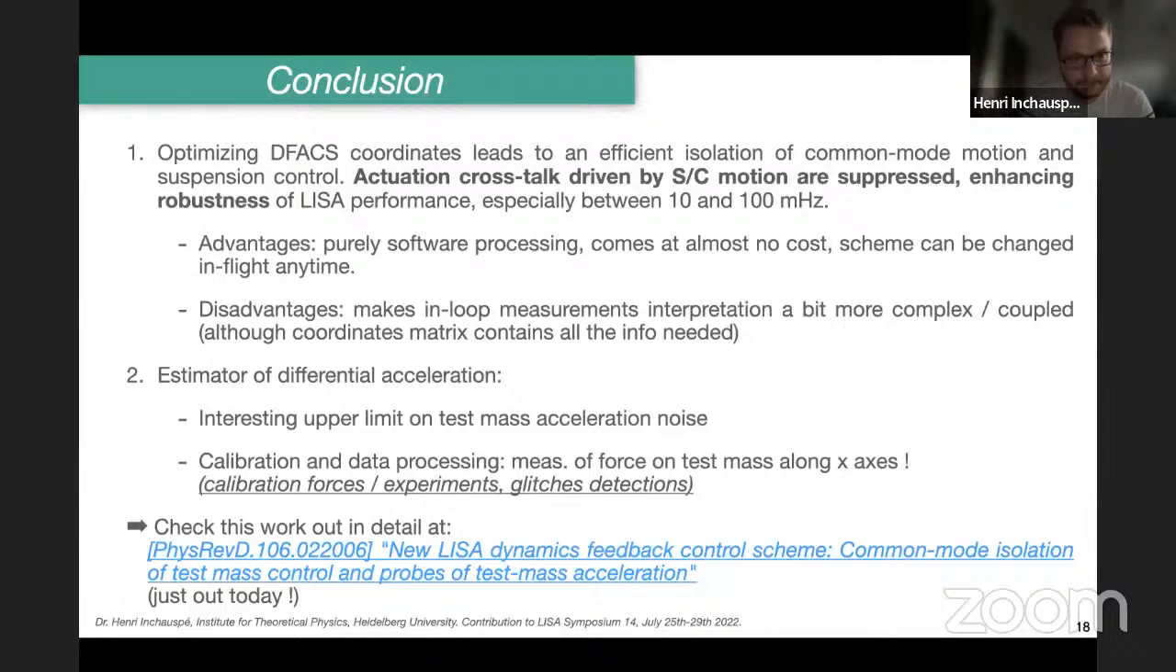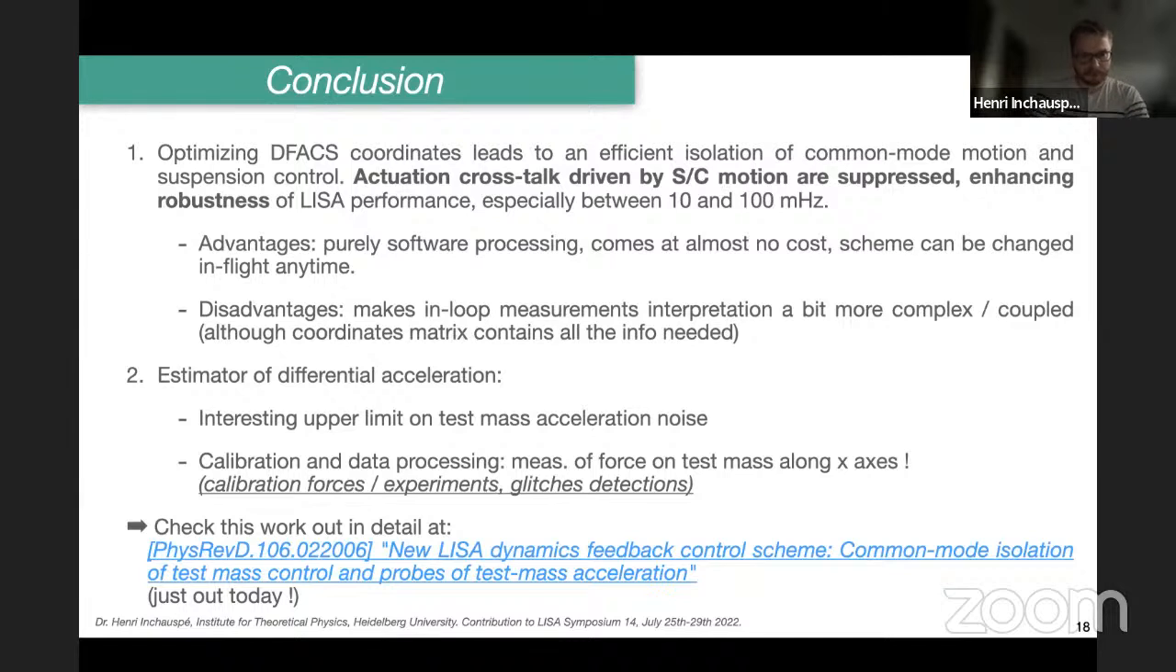An advantage of this scheme is that it's purely software processing. I mean, it comes almost at no cost. And in any case, you can change the scheme in flight for whatever reason, if you have a failure of a sensor or whatever, that's always something you can do. A possible disadvantage is the fact that because each of the coordinates now involves all the sensors, it may be harder to interpret your closed-loop system at the end. But in any case, you have the coordinate mapping matrix, which is fully analytical, so you can always refer to that in order to better understand your closed-loop system.